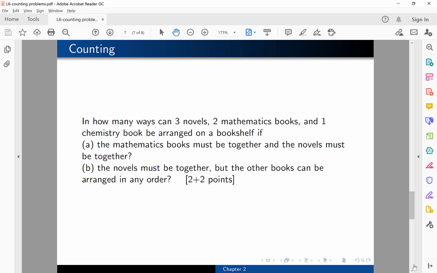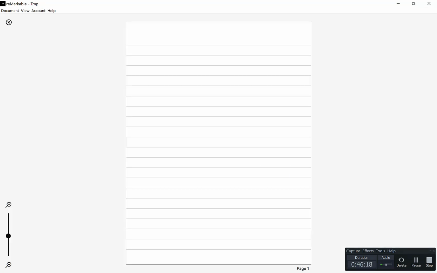So in part B, the novels must be together, but the other books can be arranged in any order. So we have 6 books, out of which 3 are novels, and these 3 novels have to be together. So 1 2 3 4 5 6, I have these 6 places for 6 books. 3 novels have to be together. Suppose they are here. The 3 novels can be rearranged in 3 factorial ways.